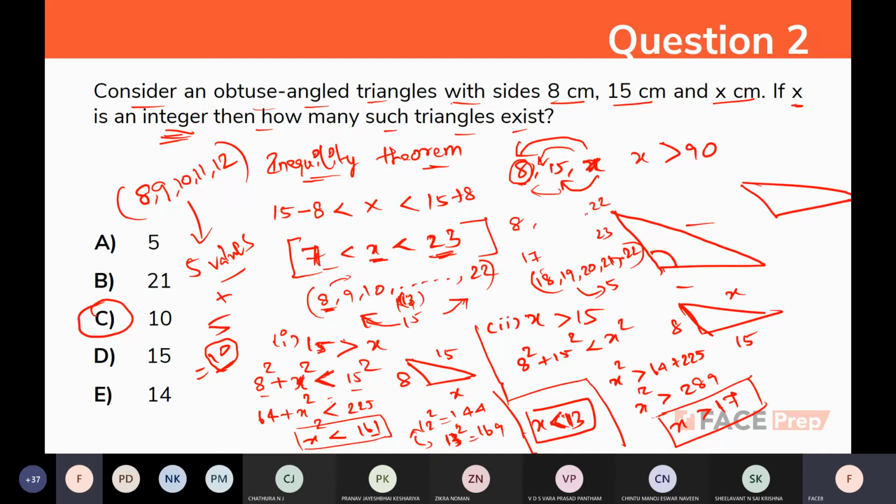So x can be less than 15, which means 15 lies here. It can be greater than 15 or less than 15, so we don't know which. Okay, sir. So we need to consider the cases. We need to consider this case and also this case, find the possible values for both the cases, and add those values. Clear? Cool. Thank you. So 10 will be the answer.